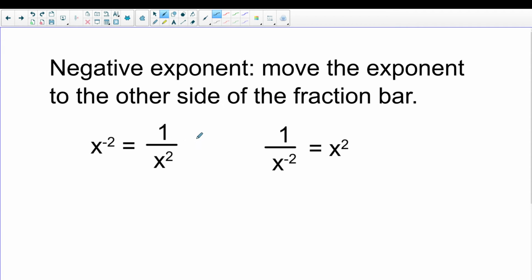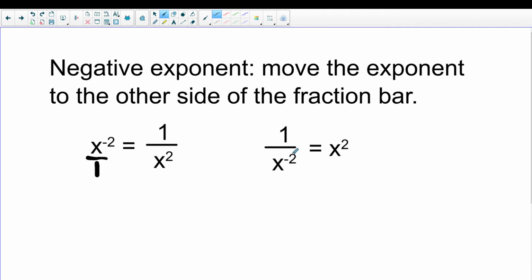And then the second thing we talked about is negative exponents. A negative exponent just means that that exponent is on the wrong side of the fraction bar. So if I have x to the negative 2 power, I think of that as a fraction, x to the negative 2 power over 1. And what that means is that this x to the negative 2 power should actually go in the denominator and become positive. So that's the same as 1 over x to the second power.